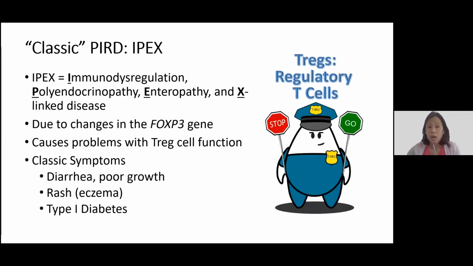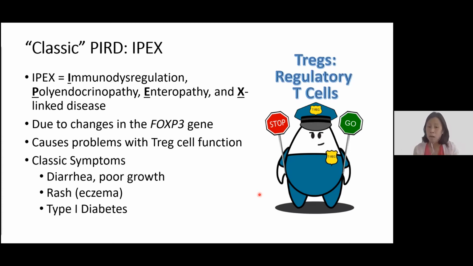So the classic PIRD is actually IPEX. IPEX stands for immune dysregulation, polyendocrinopathy, enteropathy, and X-linked disease. So this is a disorder due to changes in the FOXP3 gene. And FOXP3 is an important gene that controls the development and function of T regulatory cells. So regulatory T cells or Tregs are an important immune cell that goes around and sort of controls the immune system, telling it when to stop and when it can go.